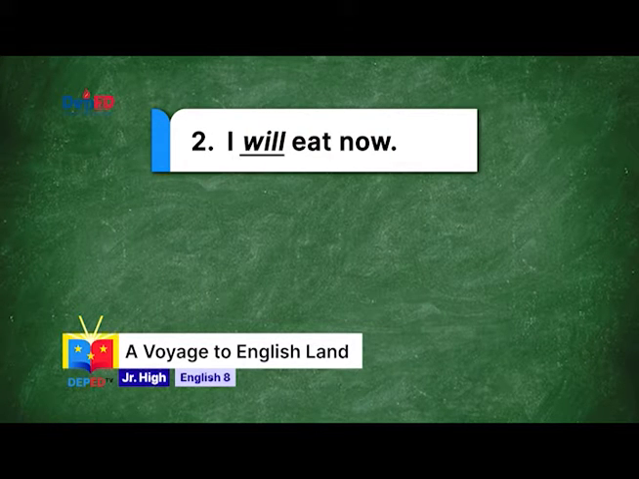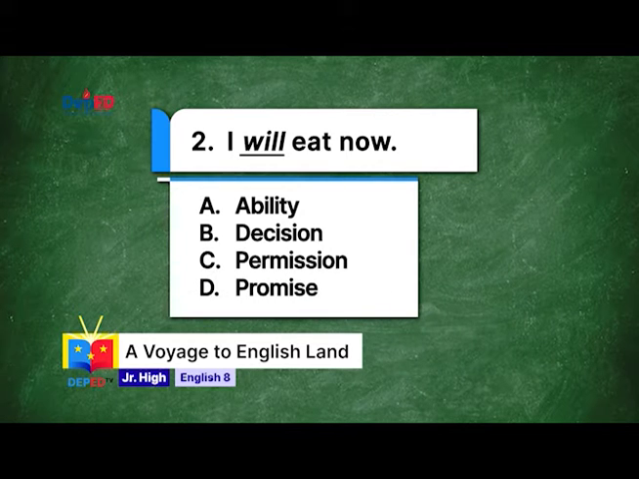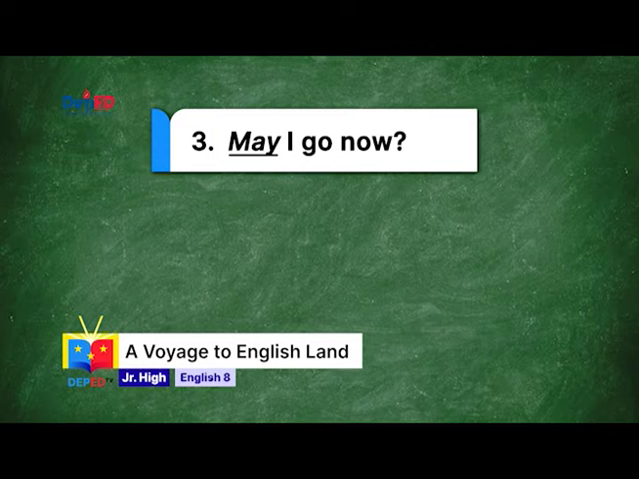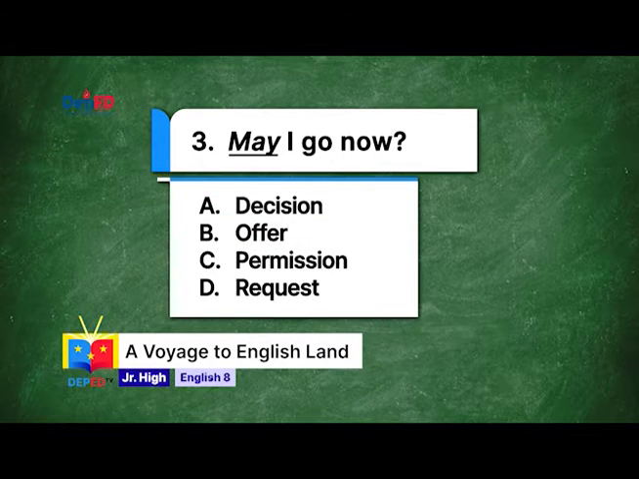Number two, I will eat now. Your underlined modal is will. And here are your choices. Letter A, ability. Letter B, decision. Letter C, permission. Letter D, promise. Number three, may I go now? Your underlined modal is may. And here are your choices. Letter A, decision. Letter B, offer. Letter C, permission. Letter D, request.